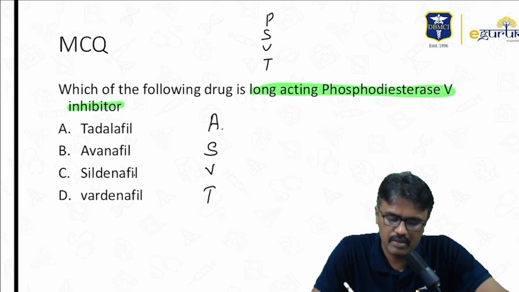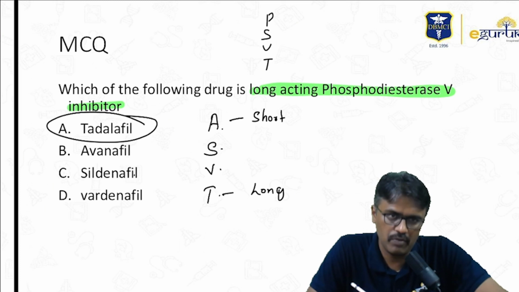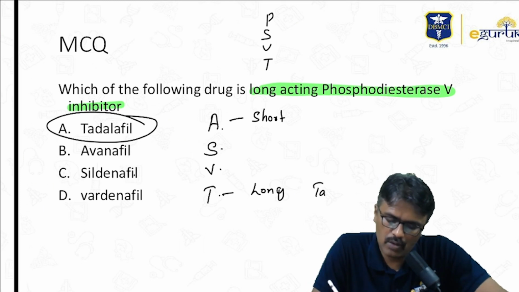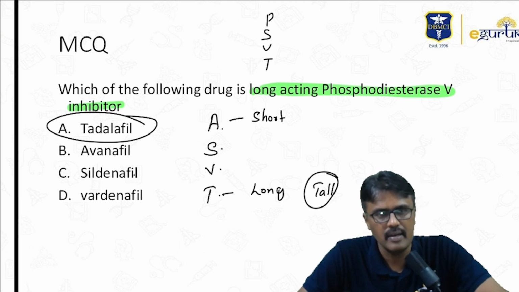A is avanafil, sildenafil, vardenafil, tadalafil. The shortest acting is avanafil and the longest acting is tadalafil. So the answer is tadalafil, which acts more than 24 hours. Now you remember T also has tall. Tadalafil is tall, so it will be long. So long acting is tadalafil.